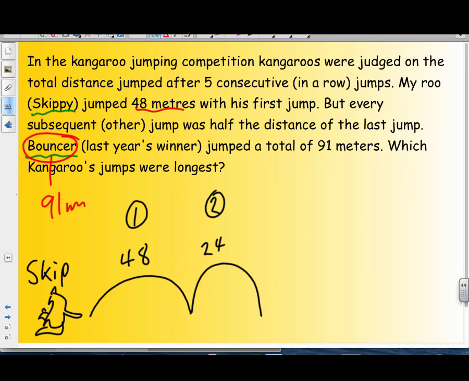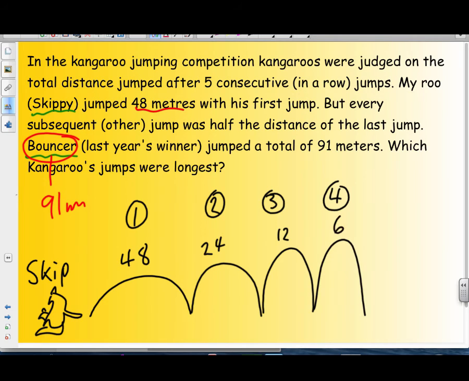24. Here comes jump number 3 for Skippy. Half of 24 is 12. And here comes jump number 4 for Skippy. Half of 12 is 6. Getting tighter. And here comes jump number 5 for Skippy. Half of 6 is, of course, 3. So then you've just got to add up all these to see Skippy's total distance of jumping, and you can sort that out.